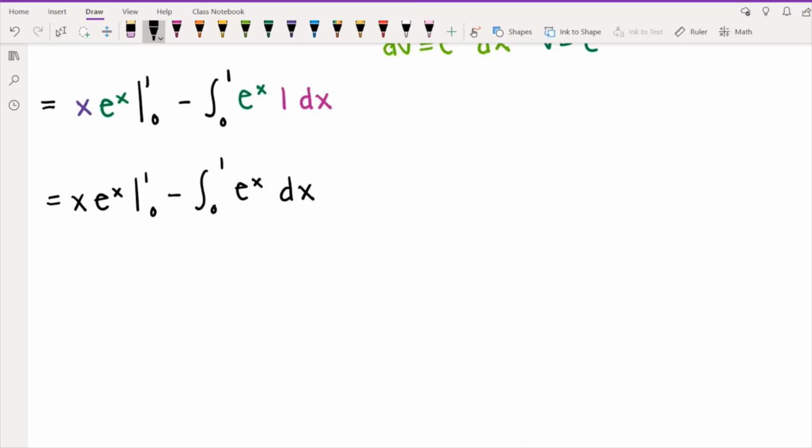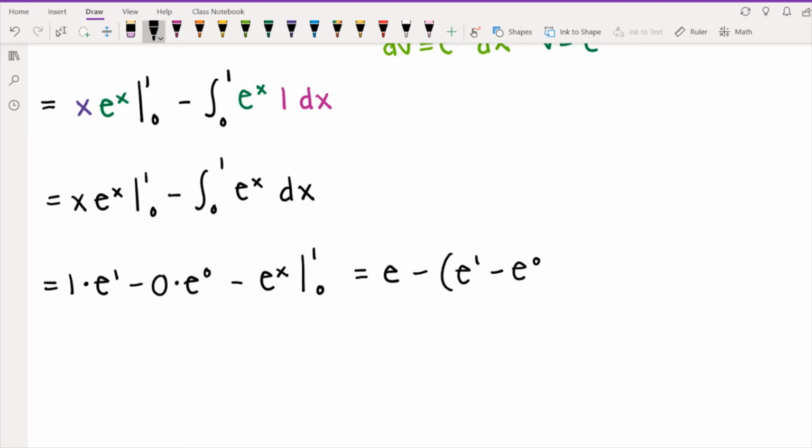But let's say that you wanted to evaluate it right away. So when you plug in the 1, you would get 1 times e to the 1. And then from that, you would subtract 0 times e to the 0. And then for our second part here, we would have e to the x as our antiderivative, and we're evaluating that at 1 and at 0. So for this first part, we just have e. And then for this second part, we would have minus, e to the 1 minus e to the 0.